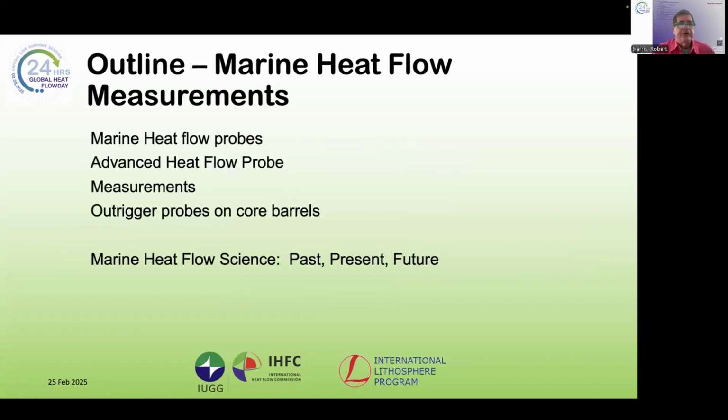I'm going to start talking about marine heat flow probes, a brief history of them, talk about the advanced heat flow probe that we've been developing at Oregon State University, talk about the measurements. I'll talk about outrigger probes on core barrels, and then we'll shift a little bit and talk about marine heat flow science. I'll provide a perspective by talking about past measurements, and then talk about the present and where I see the future of marine heat flow going.